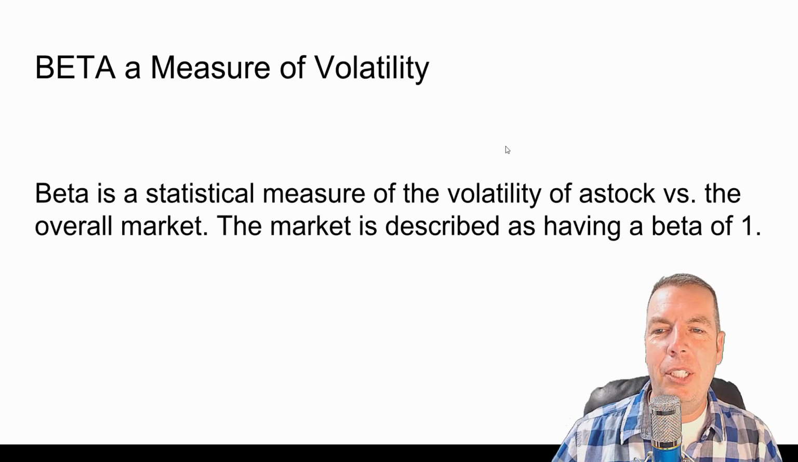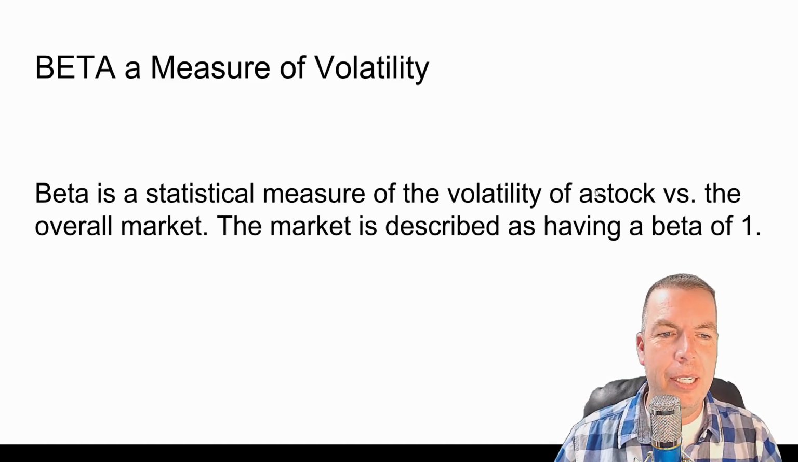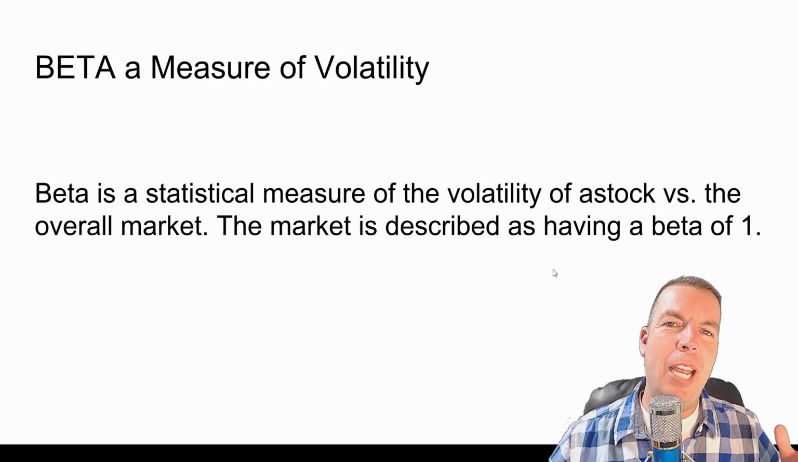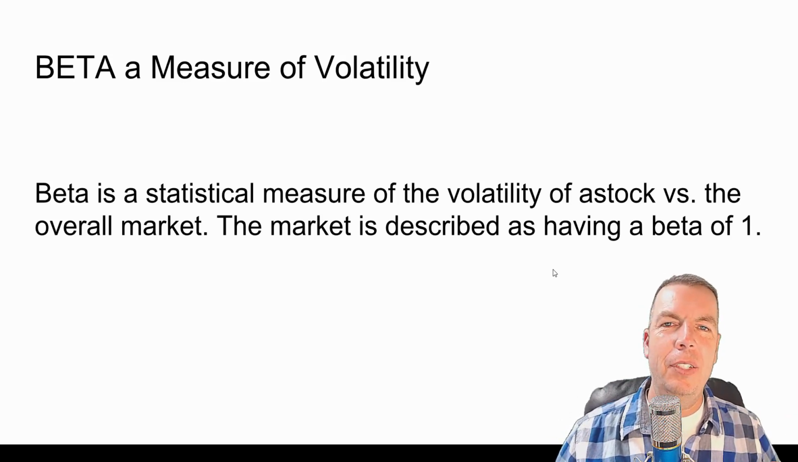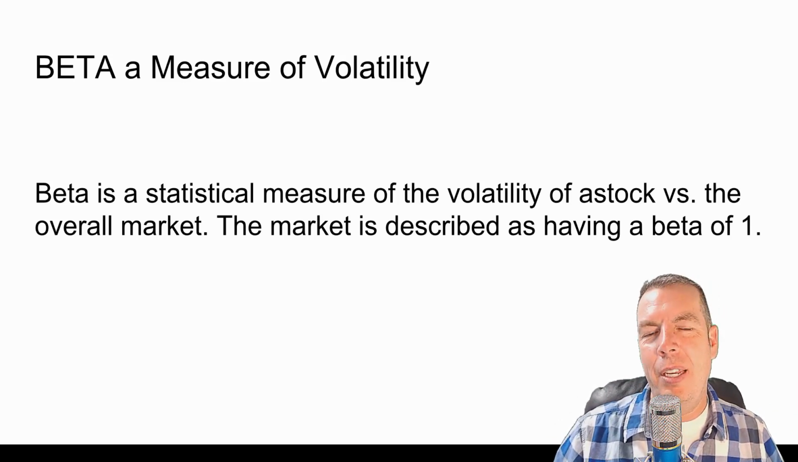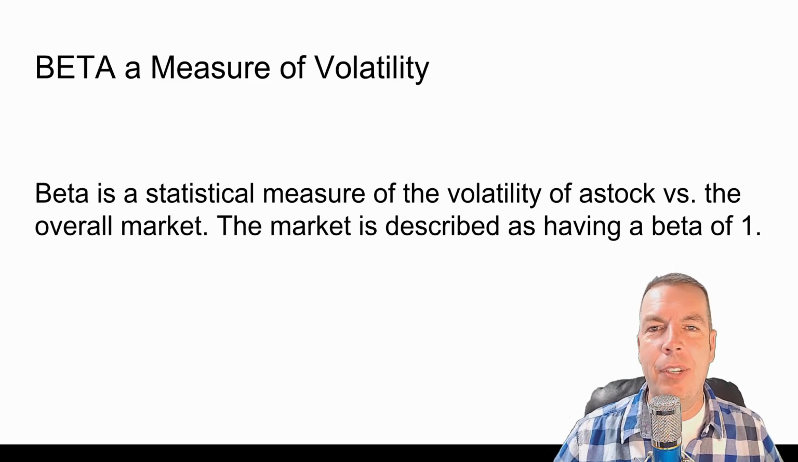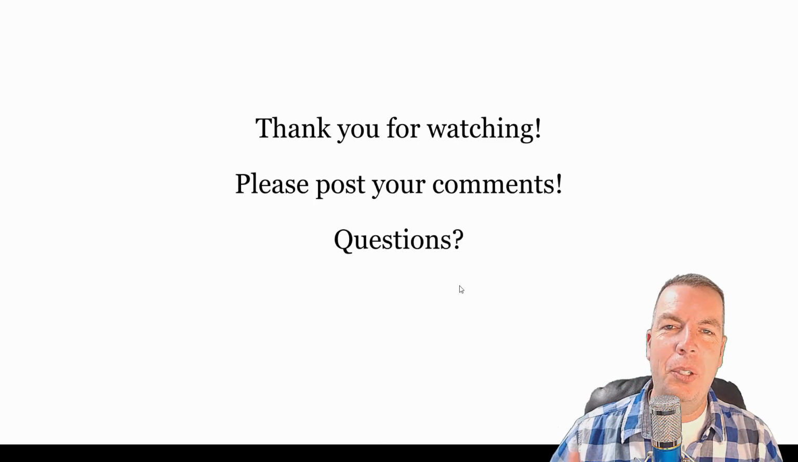Another market measure you can check too is the beta. Beta is a statistical measure of the volatility of a stock versus the overall market. The market is described as having a beta of 1. So generally, if you're looking at the market in general, that would be a beta of 1. If you're looking at something like Amazon, that has a beta of about 1.6, so it's a little over 1.5 times the volatility of the general market. So just some things to look at when you're looking at those types of trades.